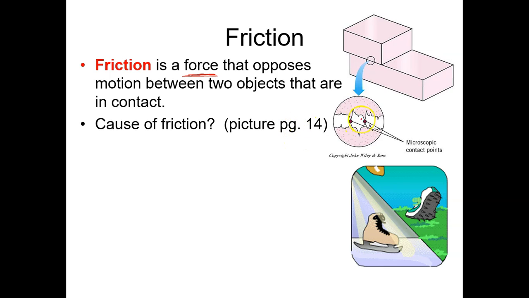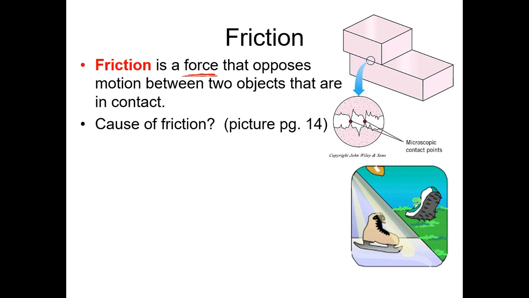See this picture here, you see the hills and valleys on one object are making contact with the hills and valleys of another object. So this picture here is just a zoomed in version of these two boards or bricks or whatever those are. And you see those microscopic hills and valleys are kind of meshing together, making the friction.